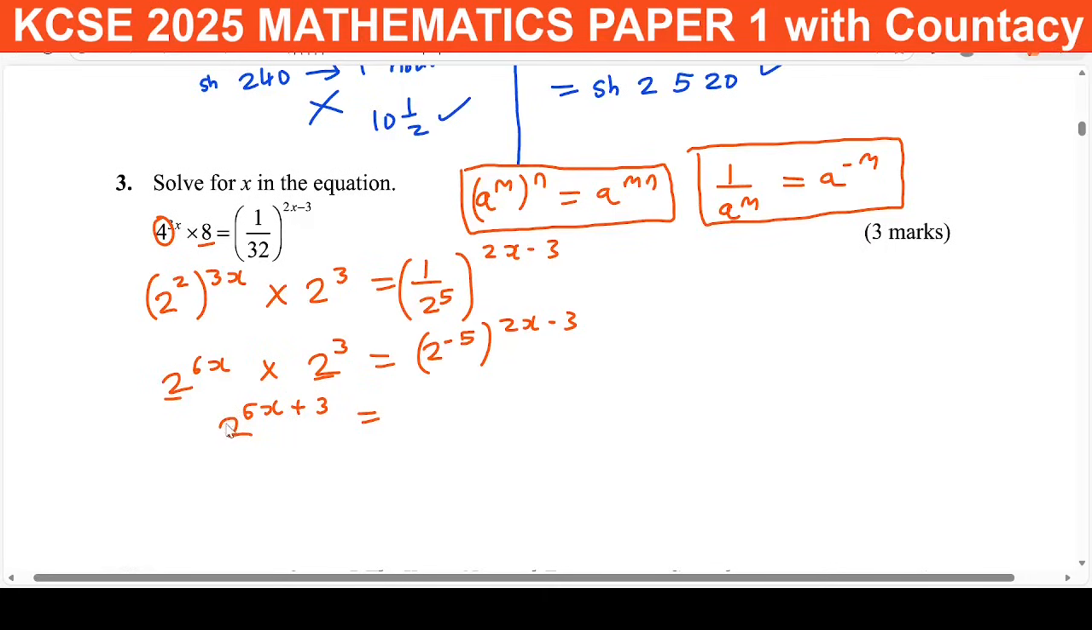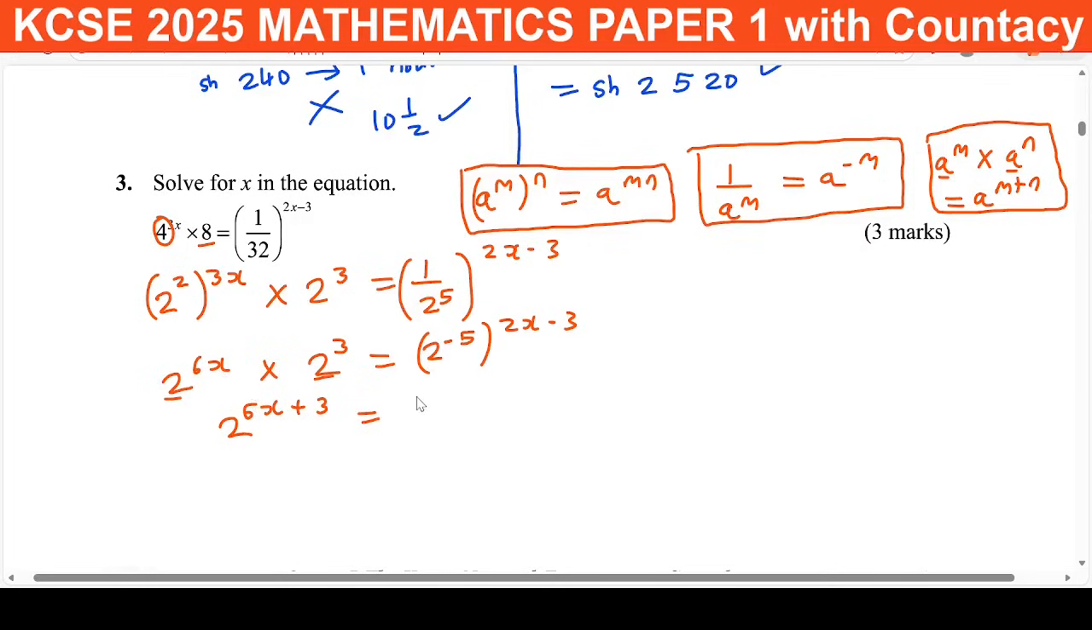So there is a law that you are applying here, which is quite important. I wanted to write these laws for you somewhere so that you can easily copy them: when you have a to power m multiplied by a to power n, that will always be equivalent to a to power m plus n. This is the law that is being tested there. So we retain the base, which is a, and then we add the powers m plus n. We retain the base, which is 2, and then we add the powers 6x plus 3.